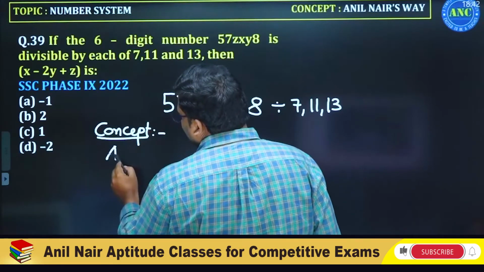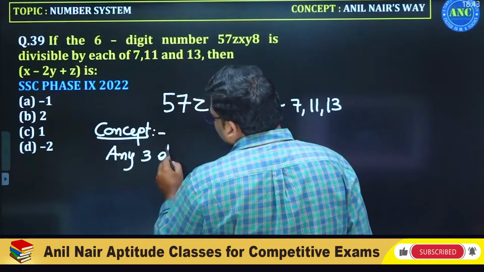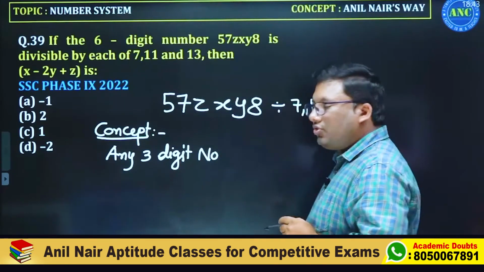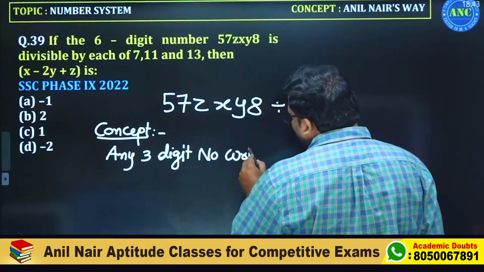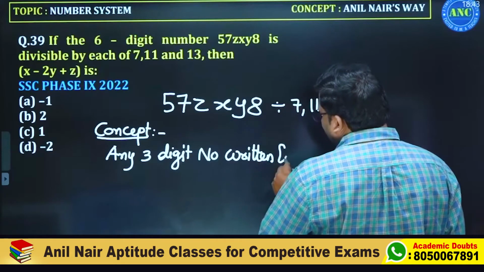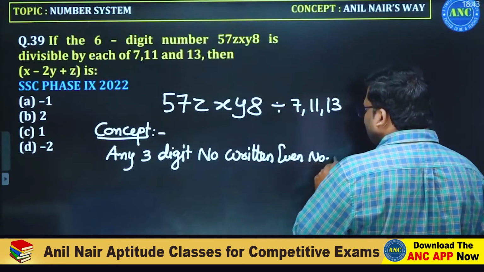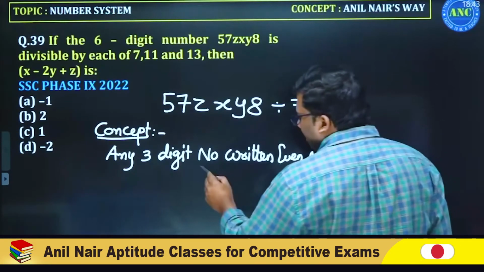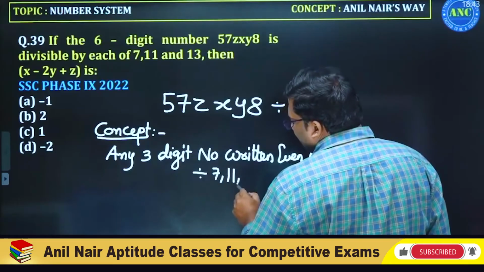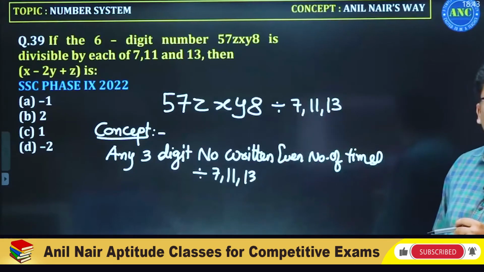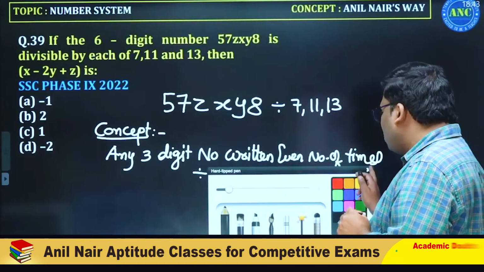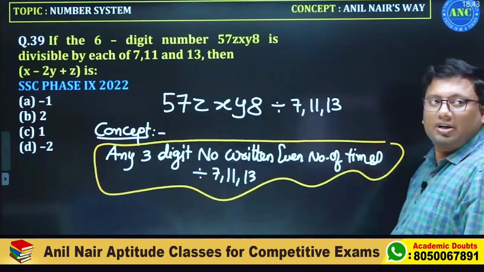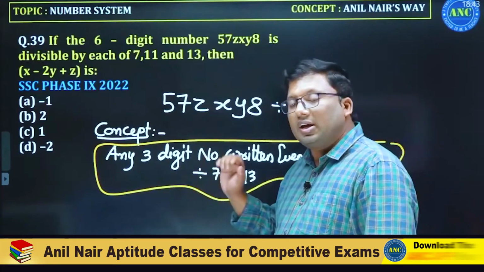The concept is: any 3-digit number written an even number of times is always divisible by 7, 11 and 13. Very, very important. Any 3-digit number written an even number of times.